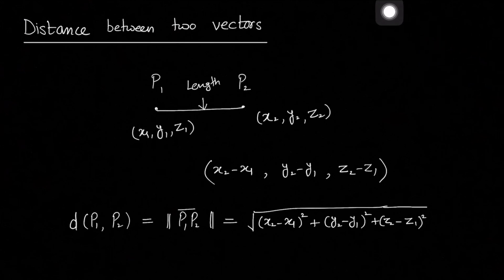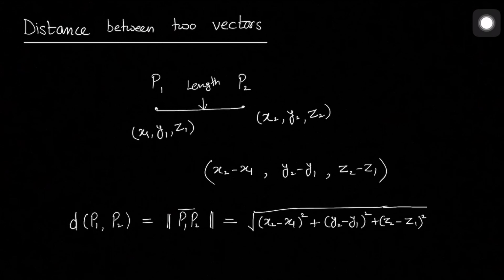In general, two vectors are given, p1 and p2. Suppose the vector components for p1 and p2 are x1, y1, z1, x2, y2, z2. We have to find the distance between these two vectors. If we treat it as a vector, we have to find its length. Length means we have to find its norm. And how to find the norm? Just component squares. So we got this one. And you can even generalize.